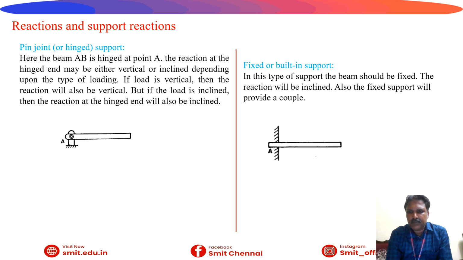Whenever it is inclined, it has 2 components, the vertical component and the horizontal component, which should both be taken into account. Next is the fixed or built-in support, on the right hand side. In this type of support, the beam is fixed. The reaction will be inclined. Also, the fixed support will provide a couple. At the end point, it will exert one couple.